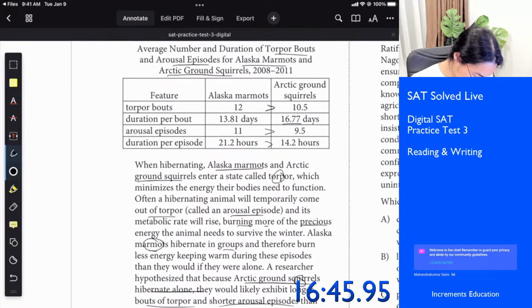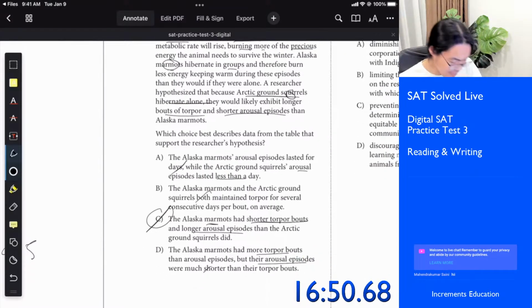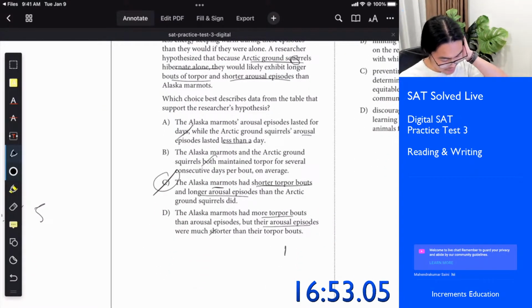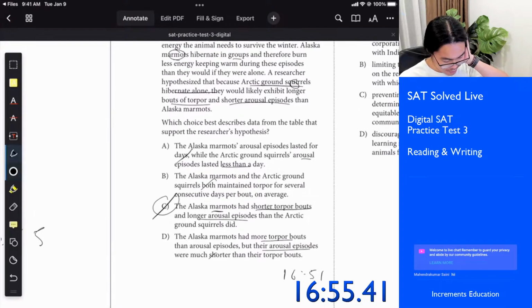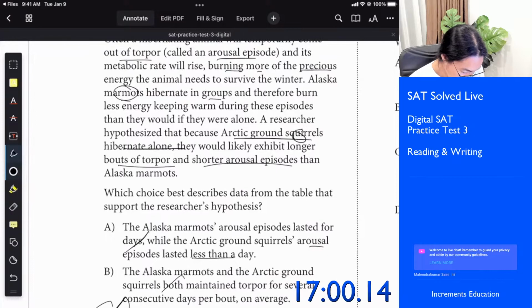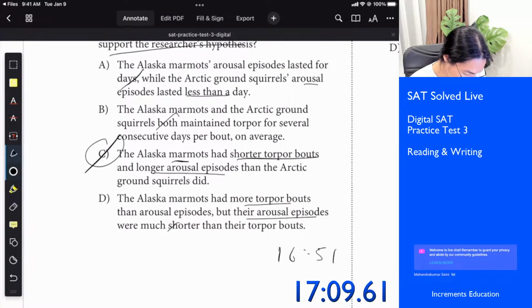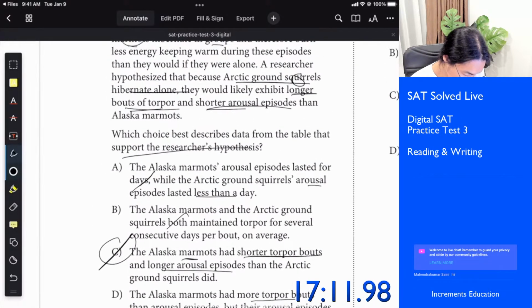Arousal episode lasts for days. What the fuck? I got this one correct last time, and I'm just wrong right now. It's because I'm sleepy. My brain's not working. Holy crap. Okay, we're trying to support the hypothesis. They hypothesize they have longer bouts of torpor and shorter arousal episodes. Okay. Alaskan marmots are supposed to have shorter bouts of torpor and longer arousal. So C sounds correct.